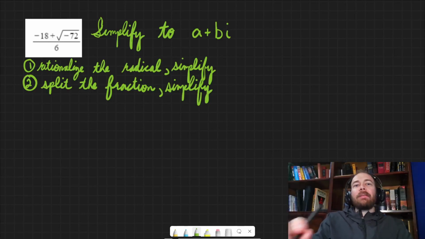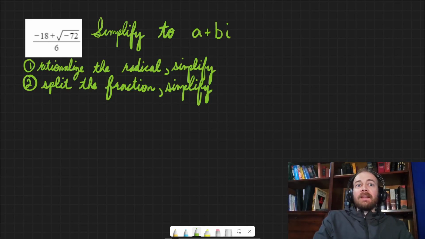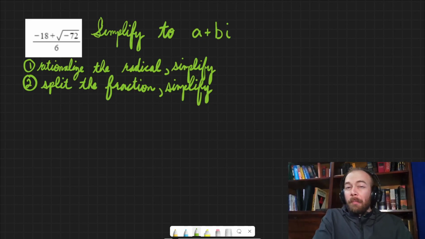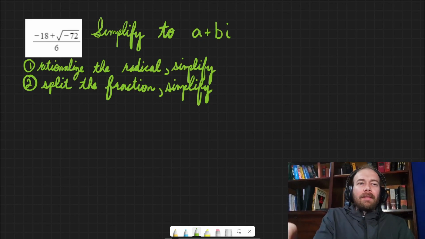Right. Hey there. So this is an example problem on how to put certain things into this form called a+bi form, which is complex form for a complex number. Every number is actually a complex number. Every number that you'll typically ever come across.